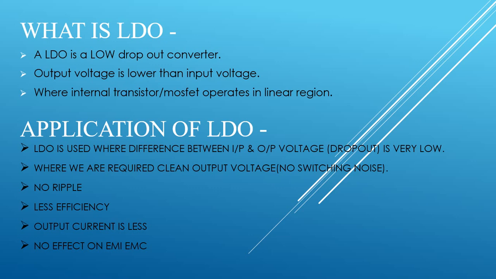In an LDO we are not getting any ripples, so we use it where we need a proper clean output, where the difference between the input and output voltage is small, where efficiency is not a concern, where we need less output current, and where EMI/EMC is a problem. In the case of an ADC and similar circuits, we should use this LDO.